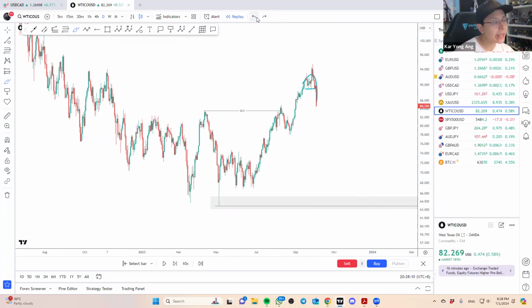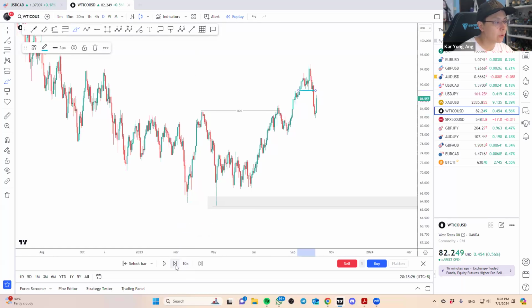Now, as a trader, can you trade the pullback? Definitely, if you're looking at a shorter term perspective and things like that. But of course, what I want to highlight is when you get that shift, this here is called a change of character.